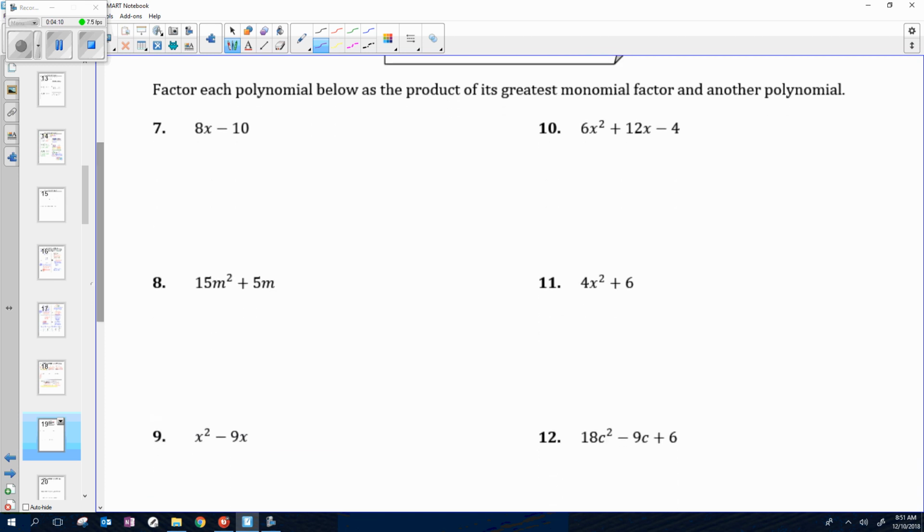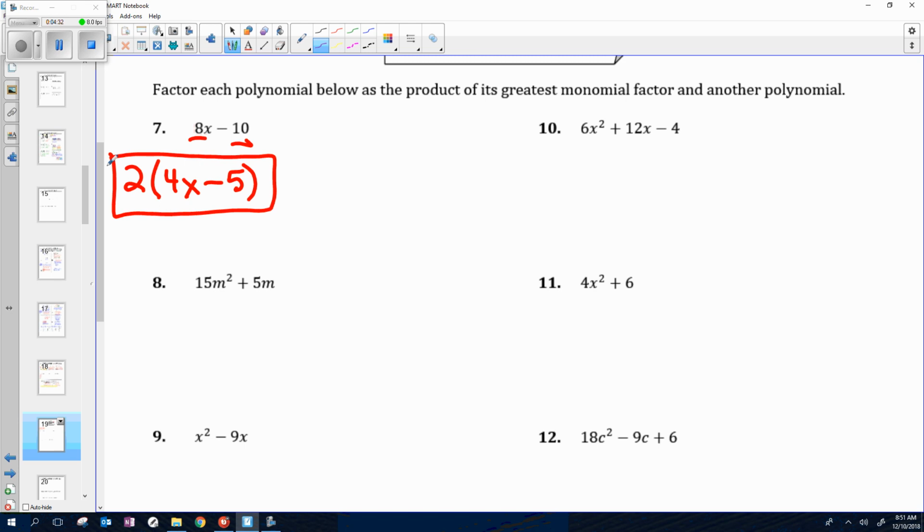So for question 7, we're going to factor each polynomial below. So that means I have an 8 and a 10, step 1. Just look at those numbers. 8 and 10 only have a 2 in common. So if I divide 8x by 2, I'm left with a 4x. And if I divide a negative 10 by 2, I'll leave a minus 5. This is our final answer.